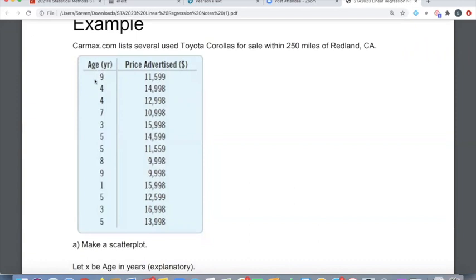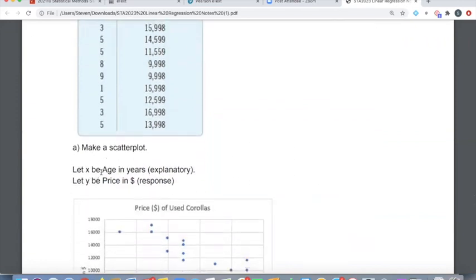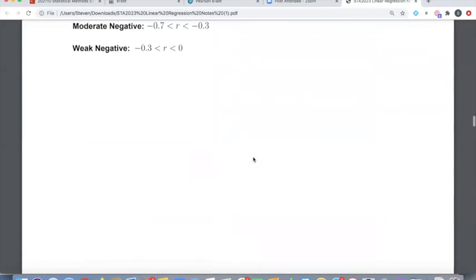Okay, so we need to make a scatter plot. So we define our variables. X will be our age in years, our explanatory variable. Y will be our price in dollars, our response. And we just literally plot points. That's all we did here. And we need to look at that for these reasons up here.